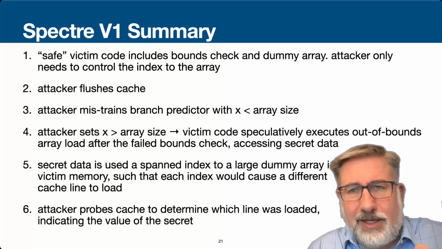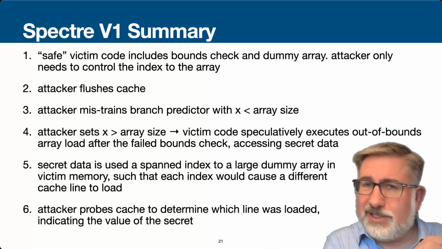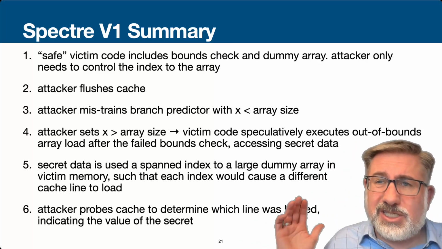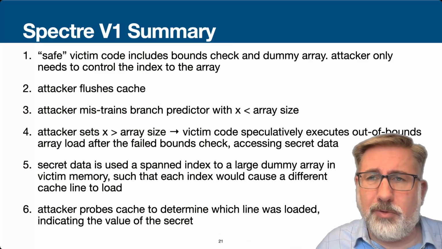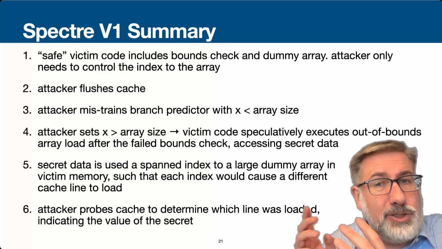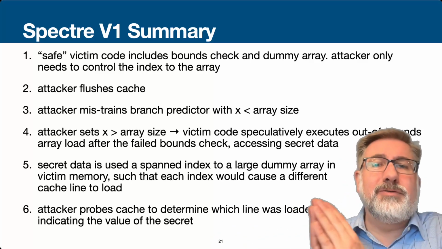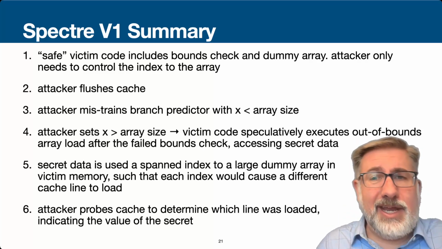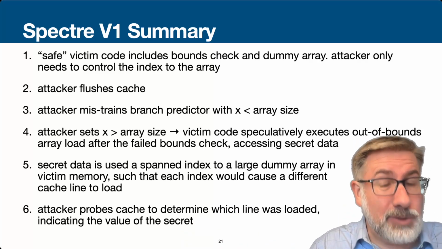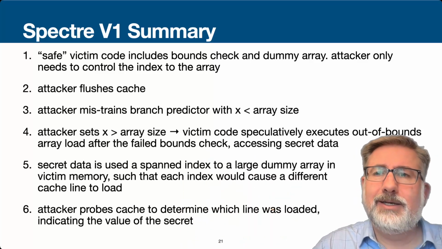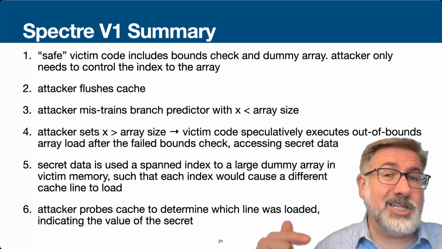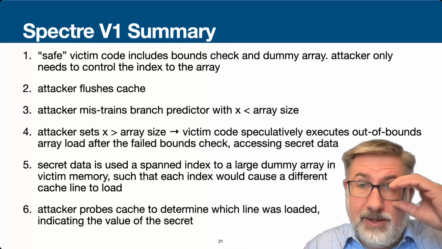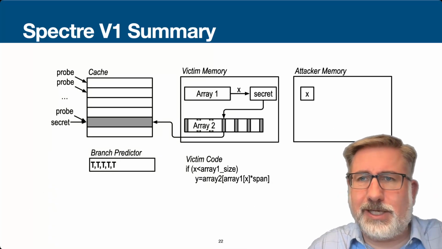The secret data that is at the array plus x is going to be used as an index into a large spanning array, which we call the probe array, that is going to, depending on the value of the secret, cause a different cache line to load. And then I'm going to probe the cache to determine which line was loaded using a timing attack. Knowing the index of the cache line that was loaded gives me the value of the secret that I want to steal. And in pictures, it looks like this.